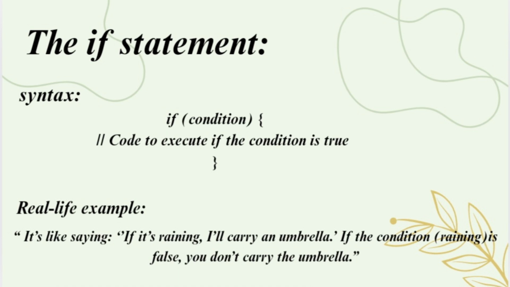The if statement is your first tool to add logic into your program. Its job is simple. Run a block of code only if a condition is true. Here's the syntax. This is the basic structure of an if statement in C. It starts with the keyword if, followed by a condition inside parentheses. If the condition is true, the block of code inside the curly braces is executed. If the condition is false, the code inside is skipped.